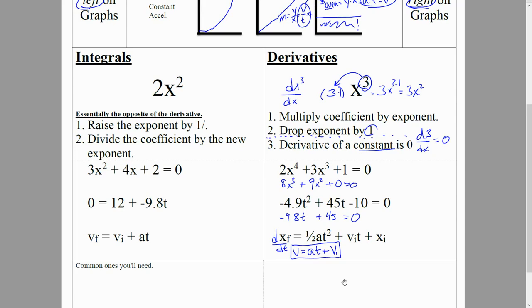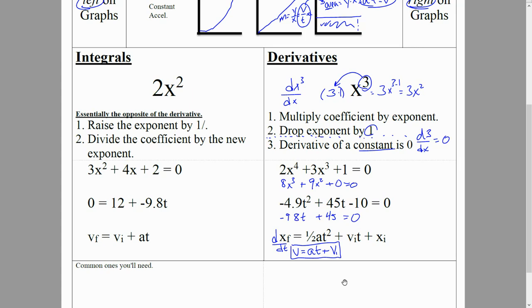Now let's talk about integrals. So if I'm taking an integral, sometimes the integral is called the antiderivative because it's really just the opposite, or one way to think of it is the opposite of the derivative. Kind of like division is the opposite of multiplication, addition is the opposite of subtraction, or vice versa in all those cases.